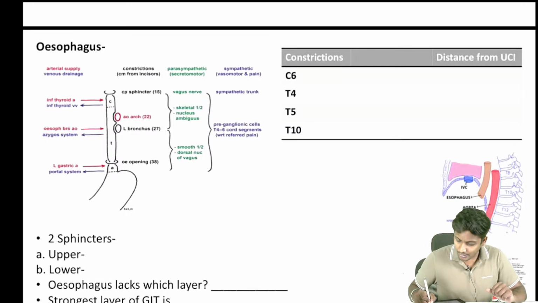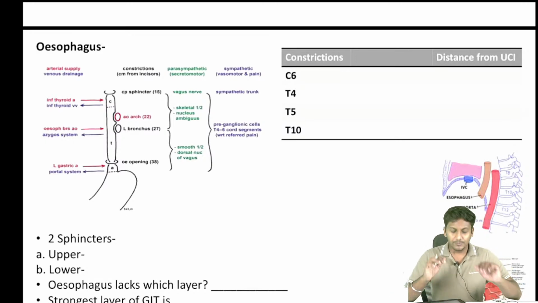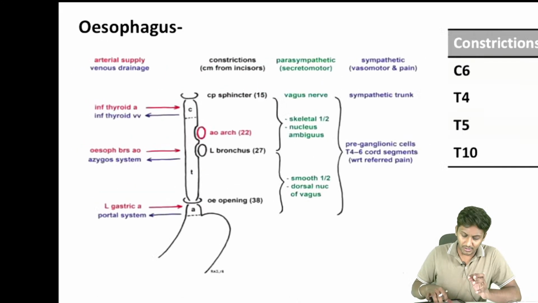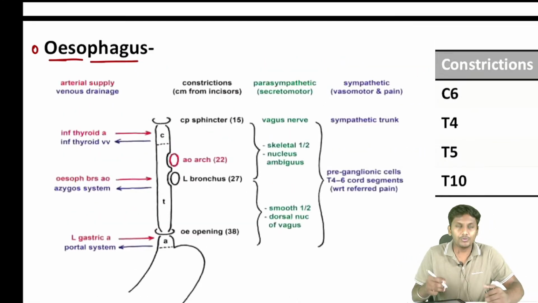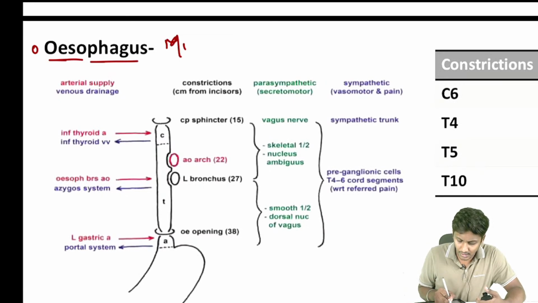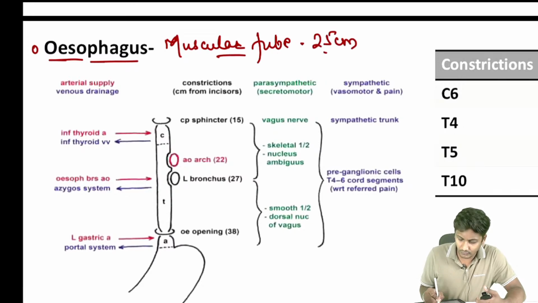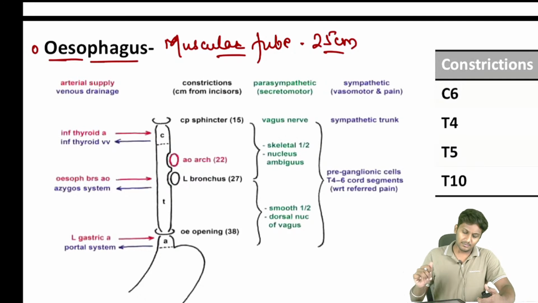Right? Important is first we are going to talk about the esophagus now. If I talk about the esophagus, bache, you have to remember esophagus, as I've told you, it is actually a muscular tube. And what is the length of the esophagus? The length of the esophagus is going to be 25 centimeters.